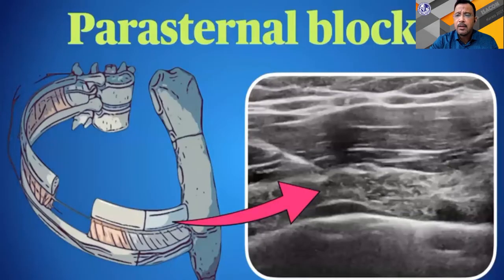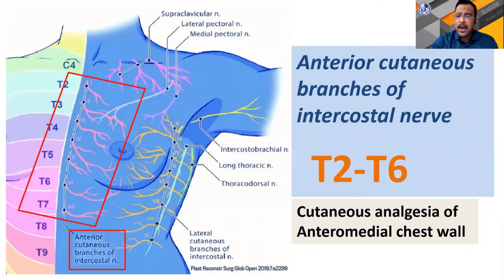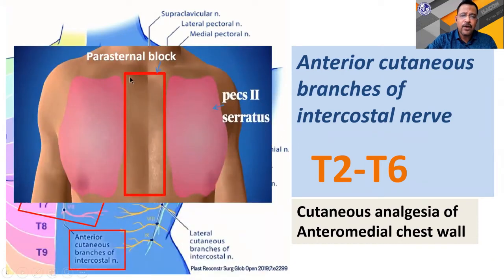Now coming to the parasternal block for the anteromedial aspect of the chest, there are two blocks which are discussed. These are the pectointercostal plane block and the transverse thoracic plane block. The pectointercostal plane block is the interfascial plane block between the pec major and the intercostal muscle, and the transverse thoracic plane block is the interfascial plane block between the intercostal muscle and the transverse thoracic muscle. They block the anterior cutaneous branches of the intercostal nerve from T2 to T6, providing cutaneous analgesia of the anteromedial chest wall. This is the area where cutaneous analgesia will occur if you are doing a parasternal block.